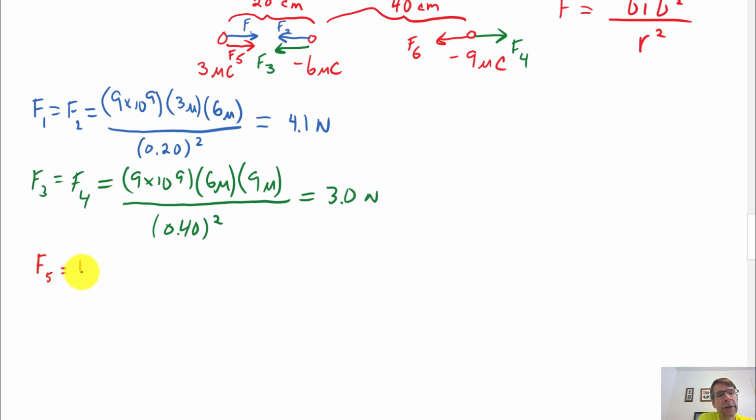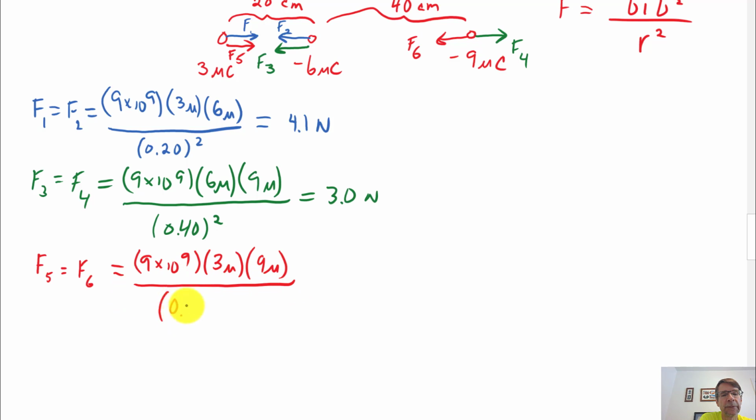F5 equals F6 equals 9 times 10 to the 9th times, what do we have? The 3 microcoulombs. Doesn't matter what order you go in here. Times 9 micro. Just got to remember to put that 10 to the -6. Now, be careful. The distance here is 0.60. The total distance is the 40 plus the 20 centimeters, which is 60 centimeters. 0.60 meters ends up to be 0.7 newtons.